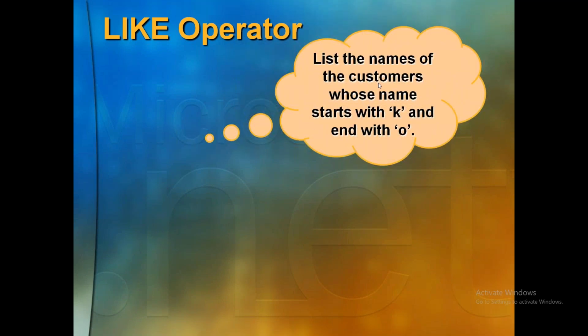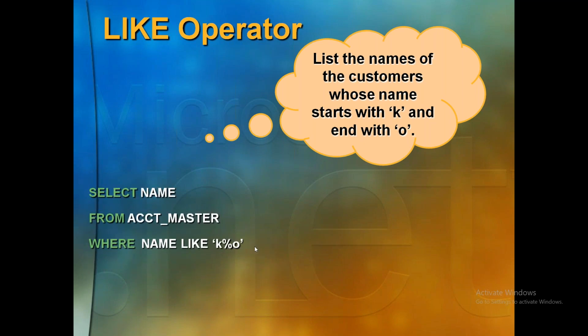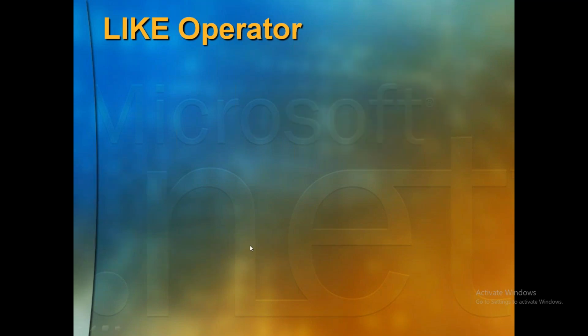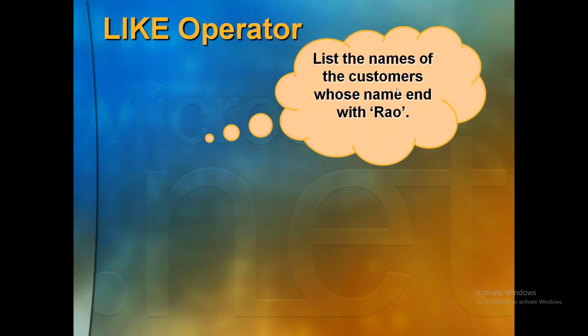List the names of the customers whose name starts with K and ends with O. Okay. Now list the names of the customers whose name contains RE. Now list the names of the customers whose name ends with Rao.